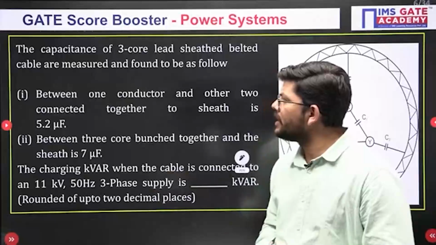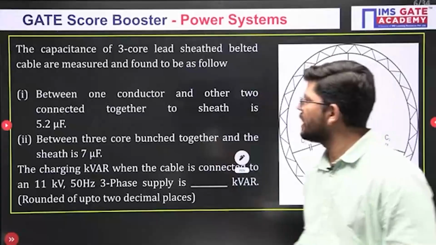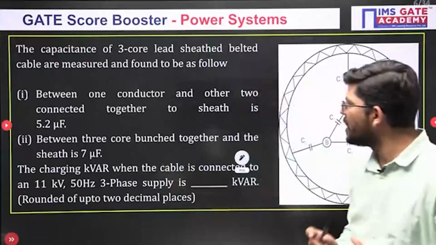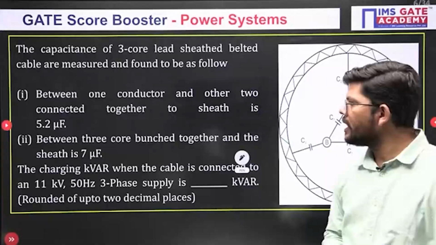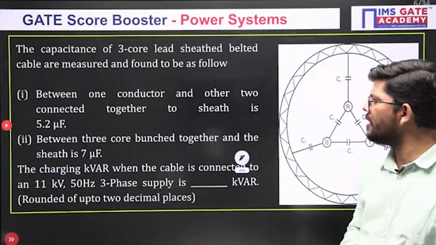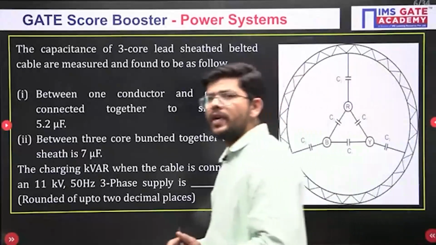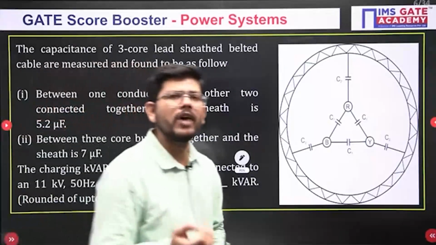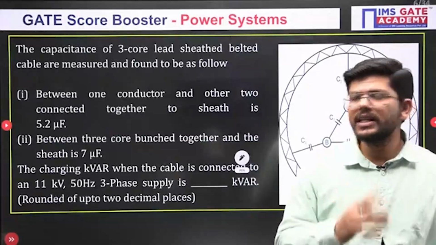Now the following tests are being done. Between one conductor and the other two connected together to the sheath, the capacitance is found to be 5.2 microfarad. Then between the 3 cores bunched together and the sheath, the capacitance was found to be 7 microfarad. The charging kVAR when the cable is connected to an 11 kV 50 Hz 3-phase supply will be what? So you have to calculate, under these tests, what the charging kVAR will be. So you have to find the value of capacitance per phase. Then you will be able to calculate the kVAR.